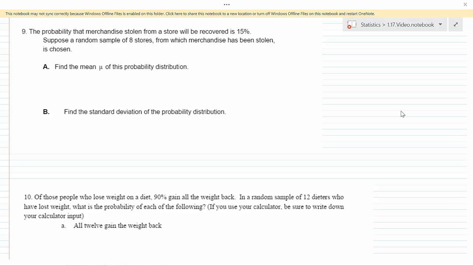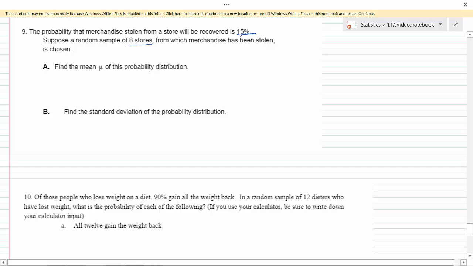We're going to take a look now at numbers 9, 10, and 11. So in number 9, the probability that merchandise stolen from a store will be recovered is 15%. Suppose a random sample of 8 stores from which merchandise has been stolen is chosen. We want to find the mean mu of this probability distribution.